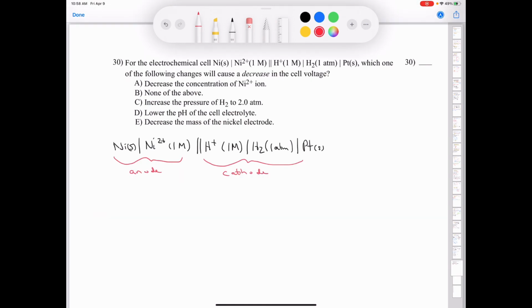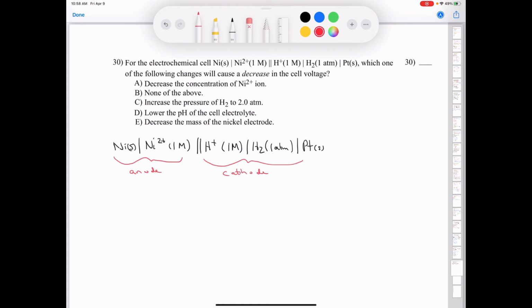Question 30, for the electrochemical cell shown here: nickel solid and nickel 2 plus at 1 molar, hydrogen ions with a concentration of 1 molar, hydrogen gas with a pressure of 1 atmosphere, and a platinum electrode. Which one of the following changes will cause a decrease in the cell voltage?